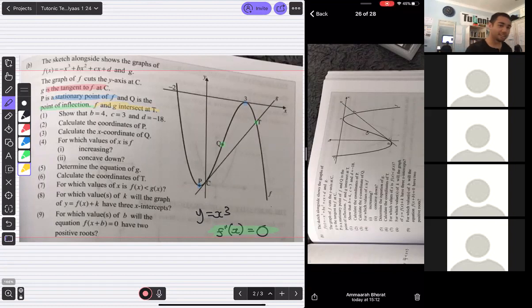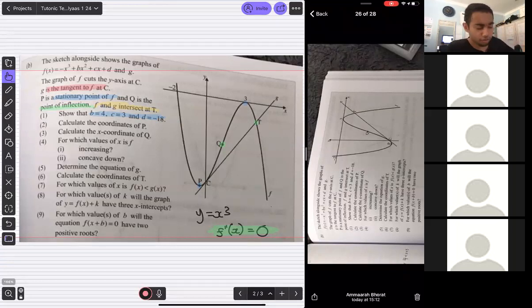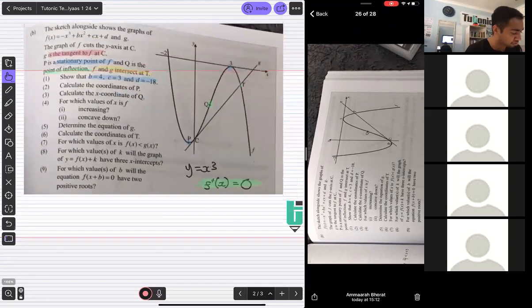Okay. Now it says show that, so now what you have to do is find the equation of the graph. So you find B, C, and D. And to do this, you have to sub in different information because you want to find 3 unknowns. If you have three variables that you're solving for, you need 3 equations. Does that make sense? And to get 3 equations, you must have 3 pieces of information.